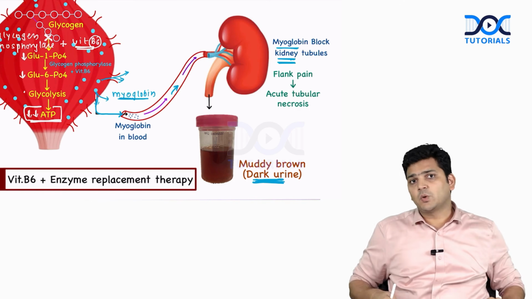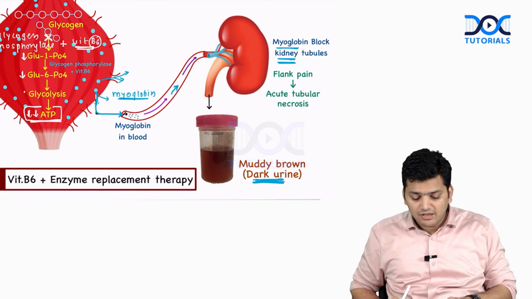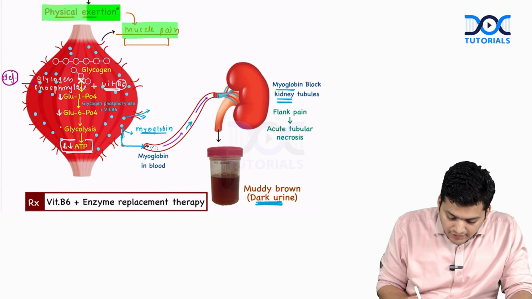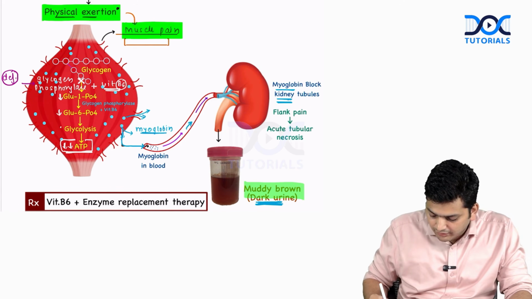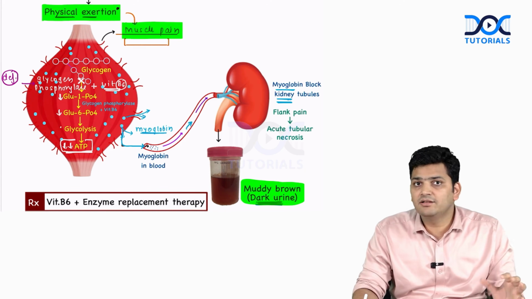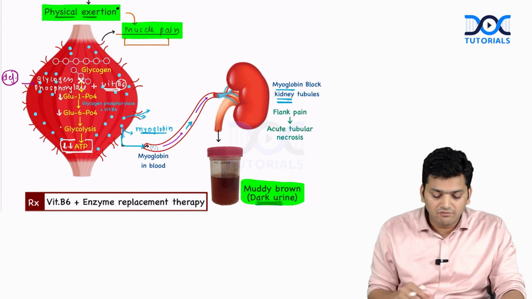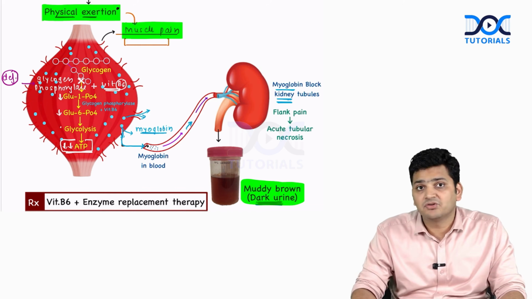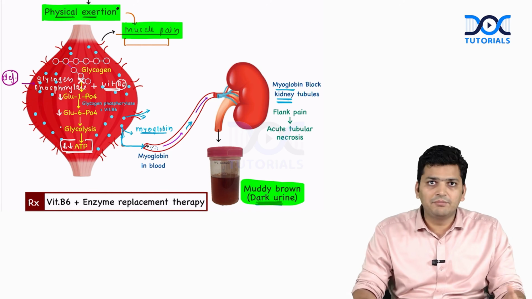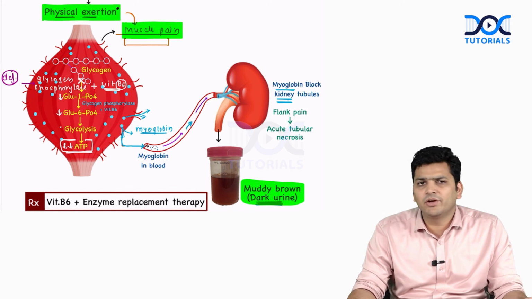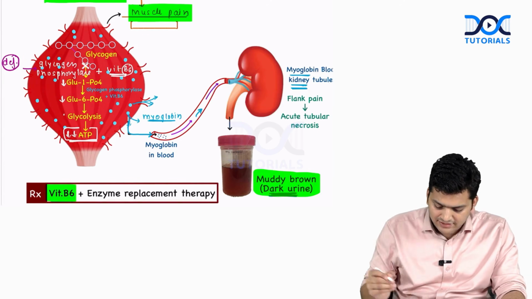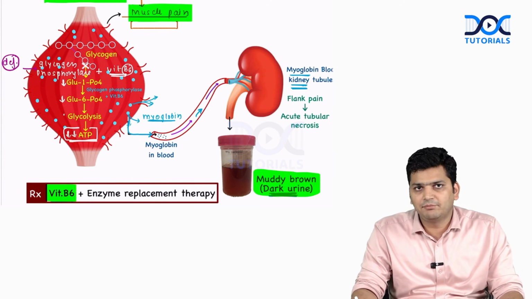This entire picture is called McArdle disease. So in any MCQ, if you see physical exertion followed by muscle pain followed by dark color urine, it is going towards McArdle disease, and it is due to deficiency of muscle glycogen phosphorylase. This enzyme works well if vitamin B6 is there. So what you are going to give in the treatment: first you will try vitamin B6. If the vitamin B6 works, very good. If not, then you can give enzyme replacement therapy. So we'll give vitamin B6, and if not working, then we can go for enzyme replacement, right?